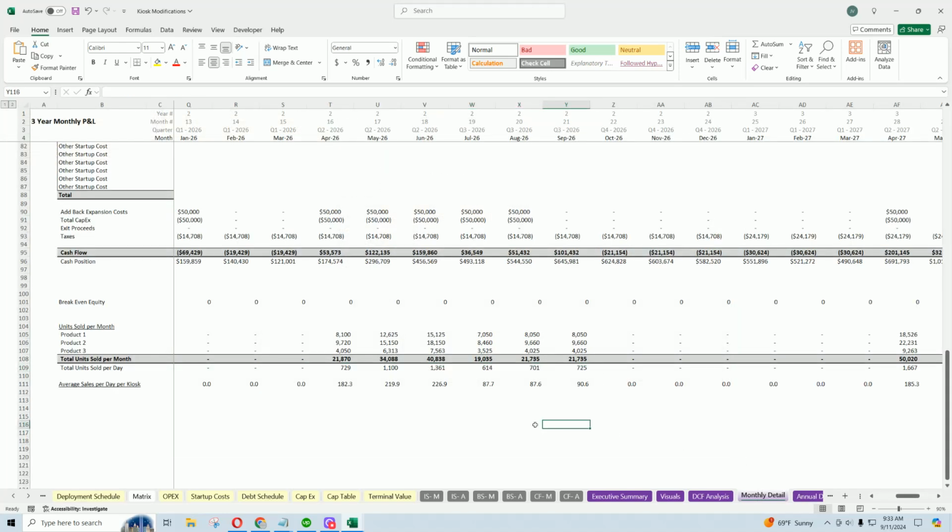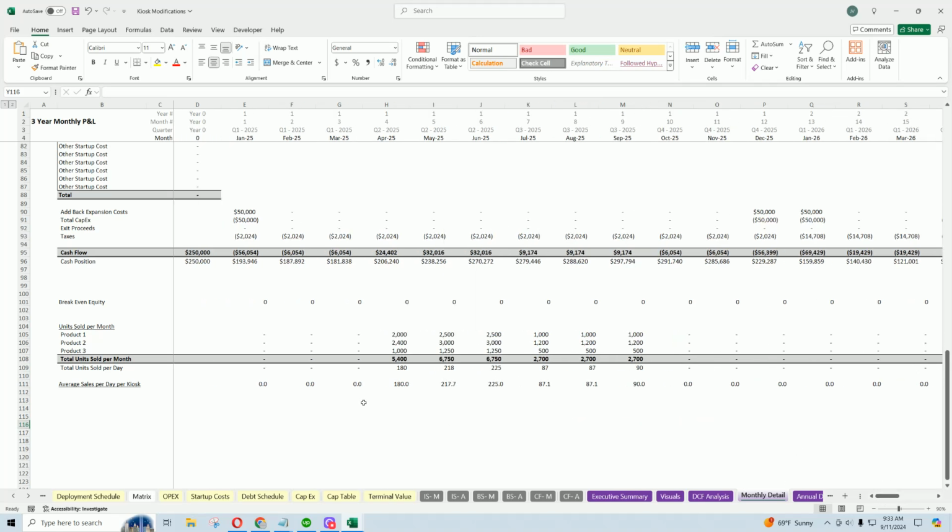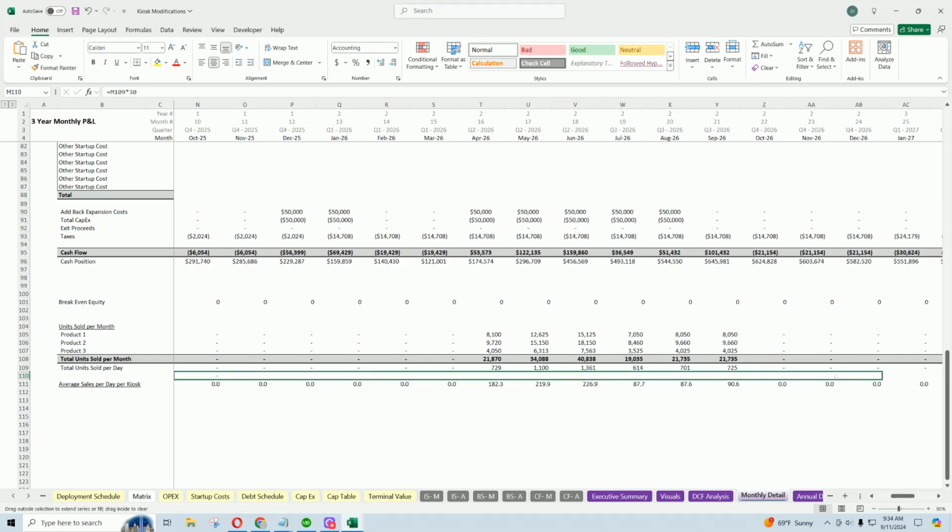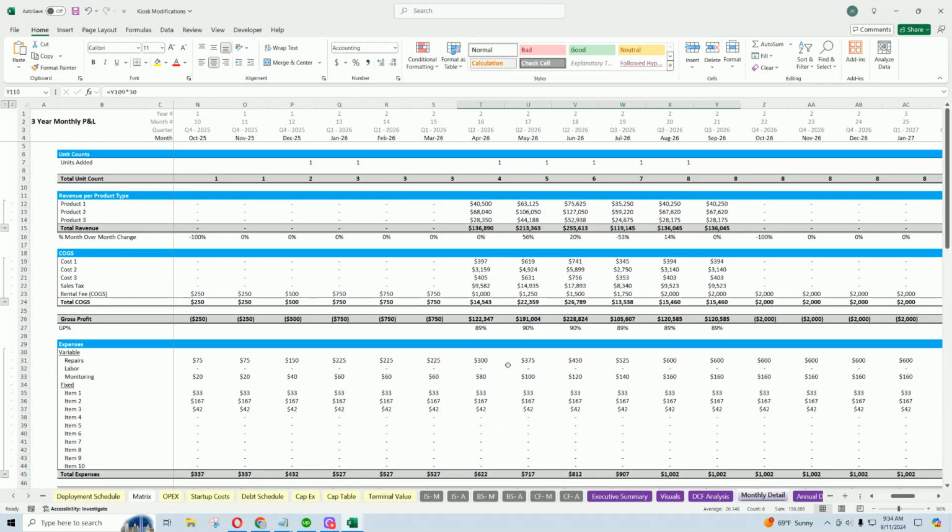So let me do this. Total units sold per day. If I multiply this, let's just say times 30. This should give us our annualized, so 26,000. Okay, that seems to make sense. Then this is 156,000 units. Are we doing 156,000 units? Let's see. Oh, I don't have unit sales here. I just have sales, but I do have unit sales on here.